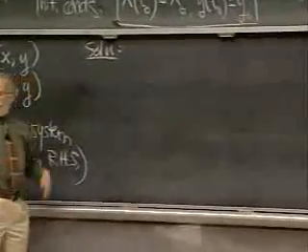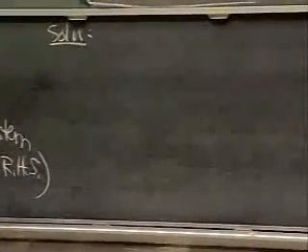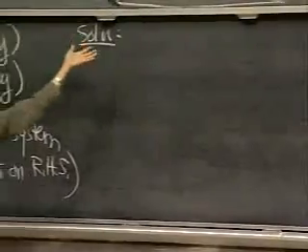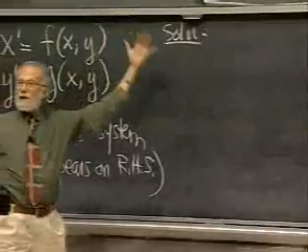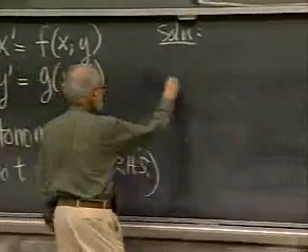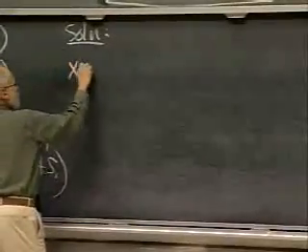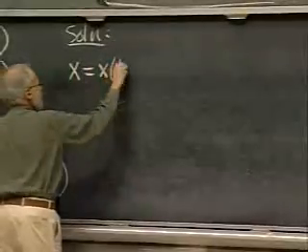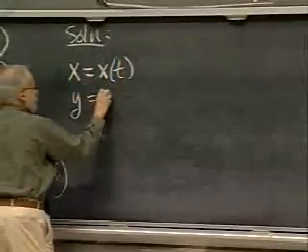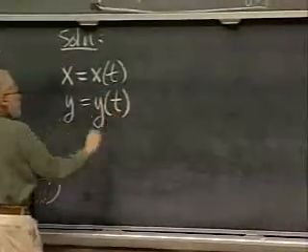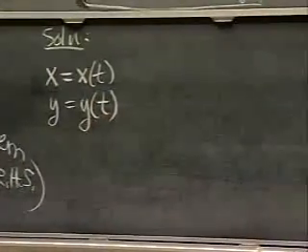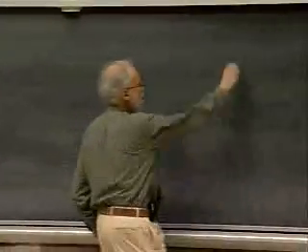What is a solution? Well, a solution, maybe you took it for granted, is a pair of functions x of t, y of t, which when you plug it in, satisfies the equation. And so what else is new? So a solution is x equals x of t, y equals y of t. Well, if I draw a picture of that, what would it look like?